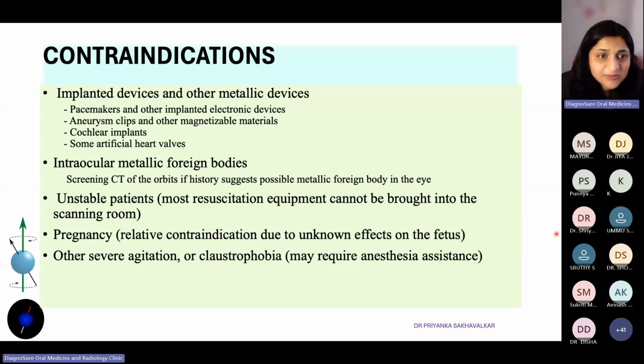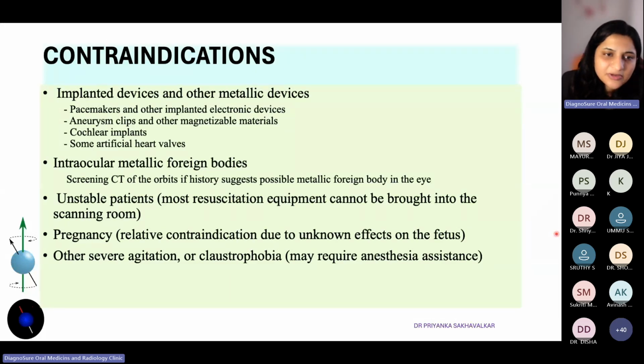And then unstable patients. If patient is very unstable, in critical condition, cannot stay stationary without any movement, don't put patient in the scanner, because the scan will not be clear if patient doesn't cooperate or is not in good senses to stay stable during the procedure. Also, if patient is using some resuscitation equipment, they cannot be put into the scanner.